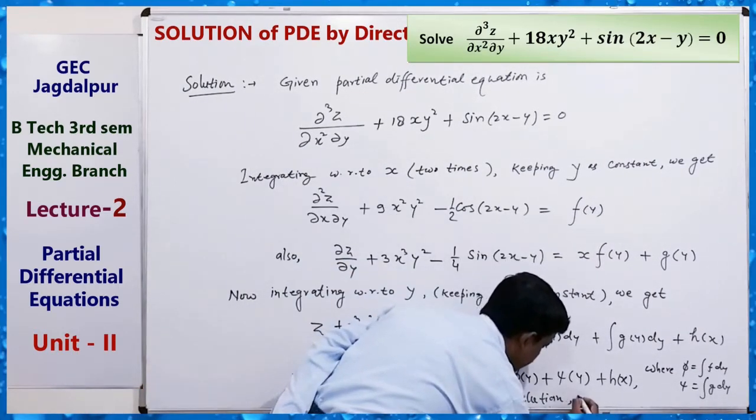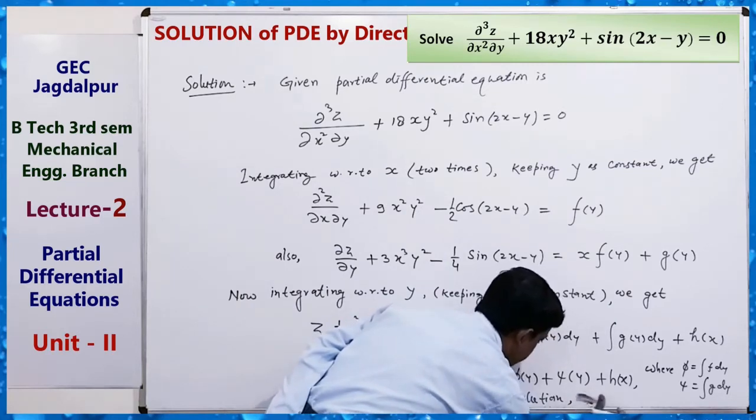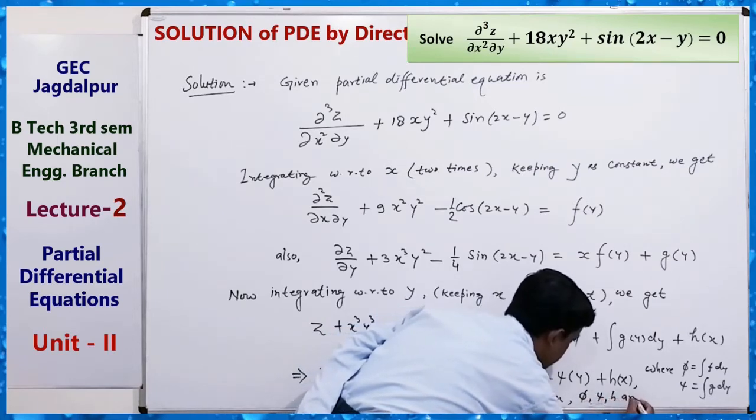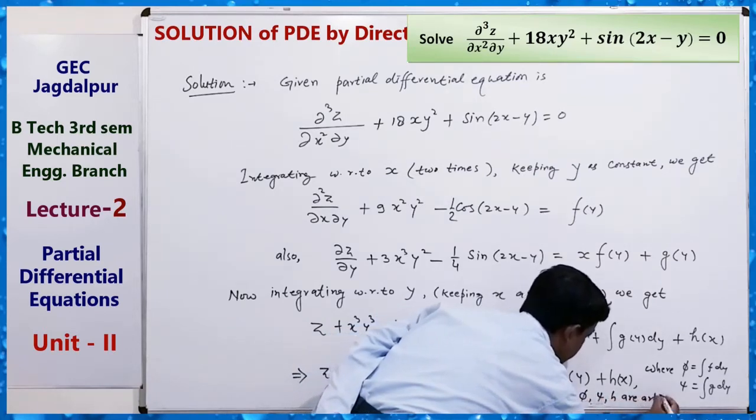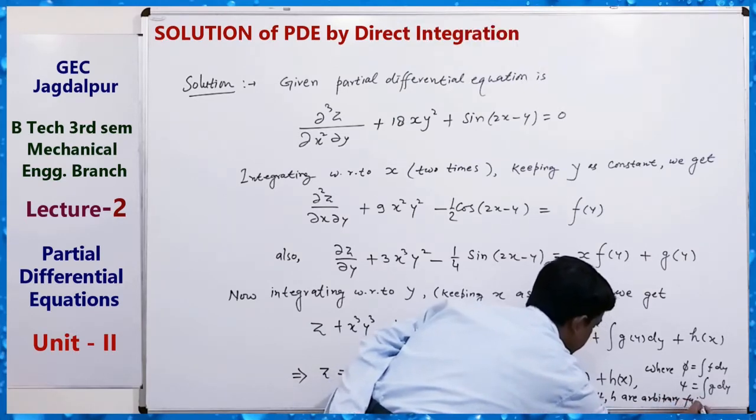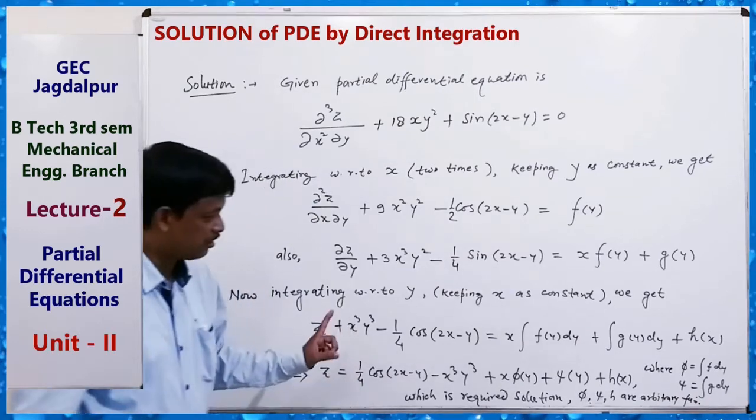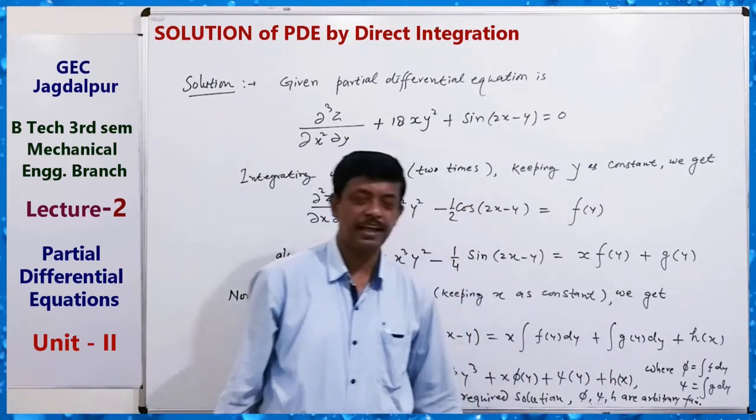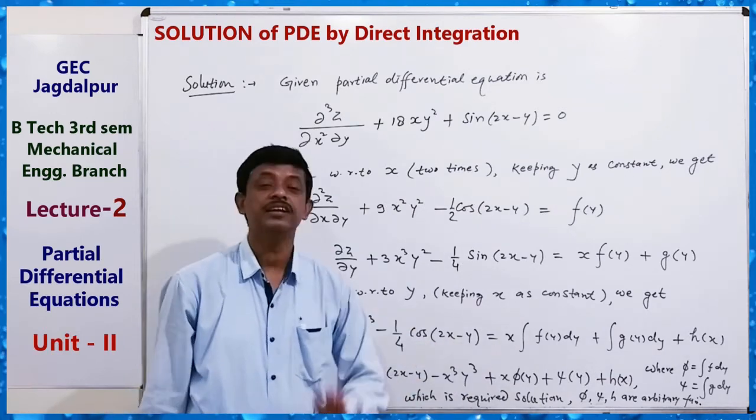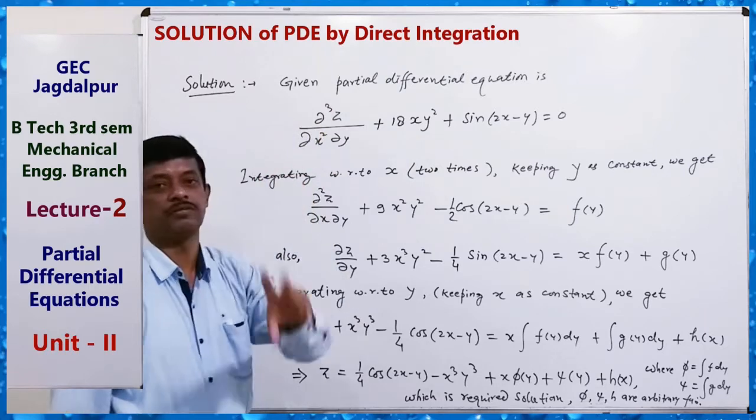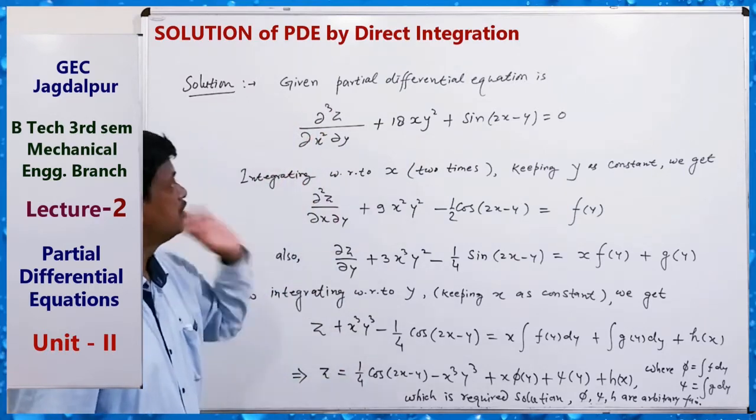And here phi, psi, h are arbitrary functions. This is our required solution, where phi, psi, h are three arbitrary functions, for a third order partial differential equation. Okay, so this is our solution.